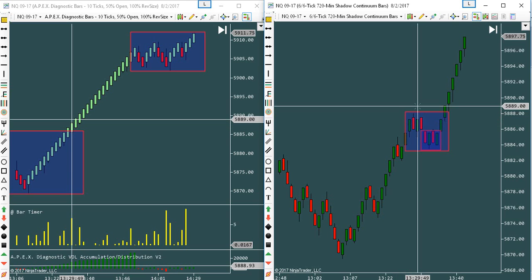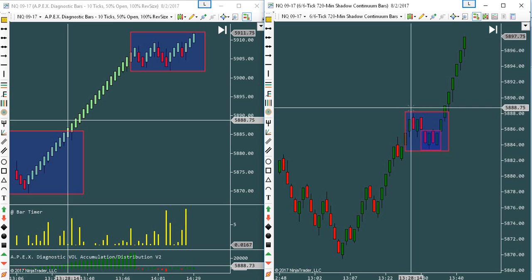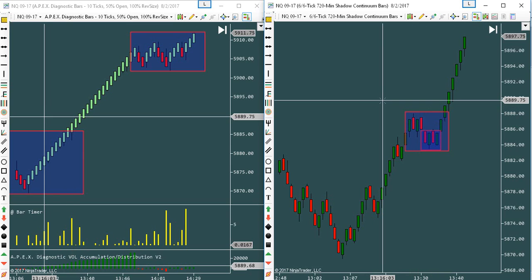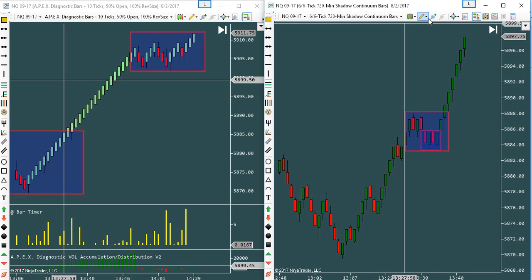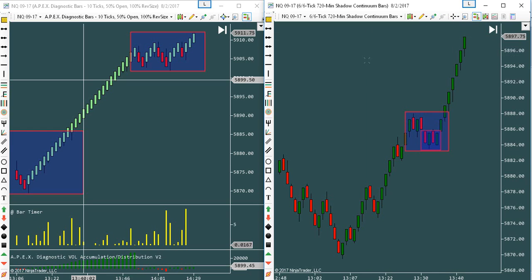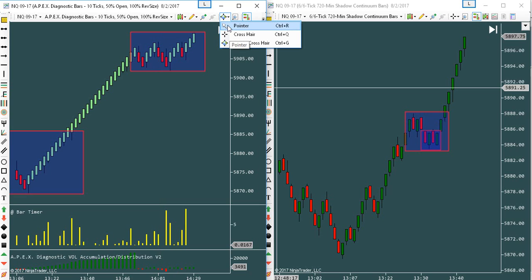Right here. Look to the left one. See where my arrow is? 1 bar with a what? With a wick and with a long bar timer. You see it? So do you see now when you're looking at those long wicks on the diagnostic bars, what they really mean with the movement of the market?